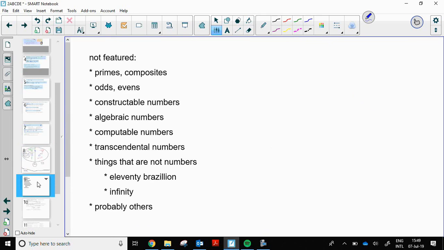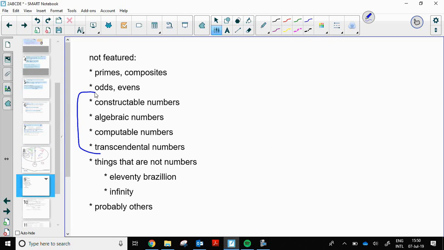And there's other types of number sets out there. So we didn't talk about prime numbers and composite numbers, but those are two different infinitely large number sets. Odd numbers and even numbers, you know what those are. Constructible, algebraic, computable, transcendental numbers. Feel free to look those up if you're interested in more types of numbers. That's all very interesting stuff, but definitely beyond the scope of this course.